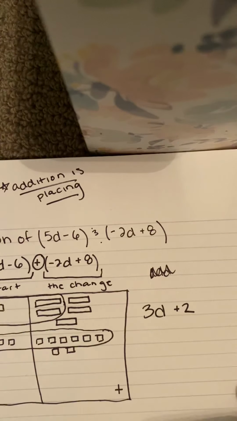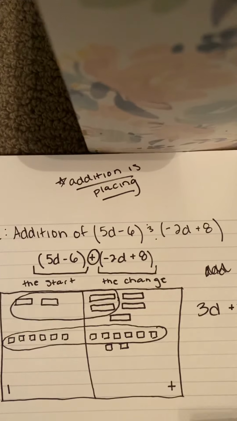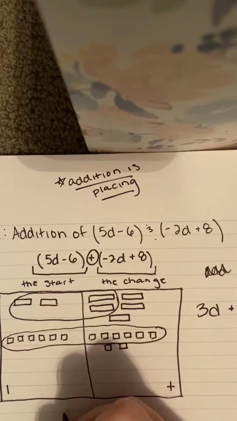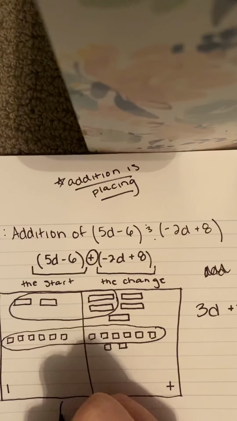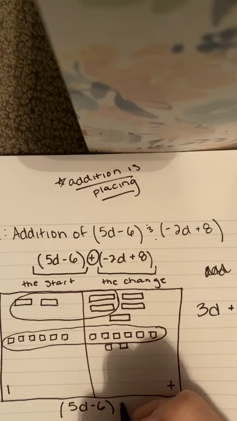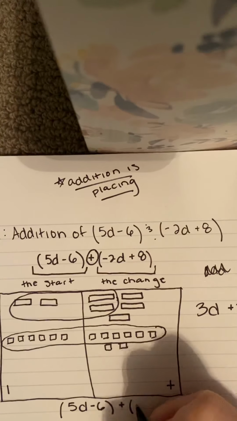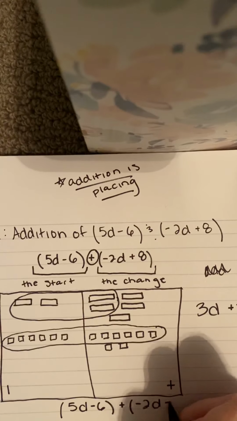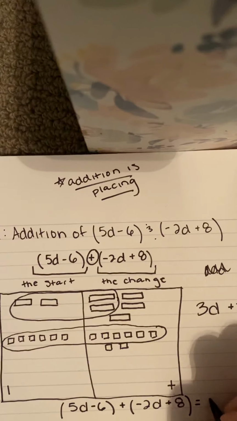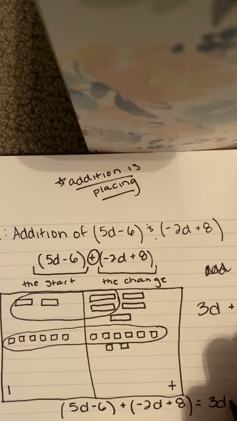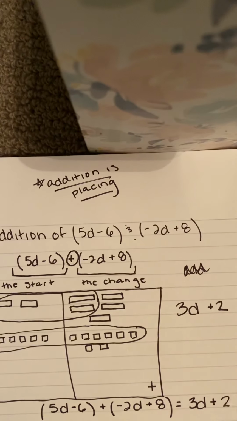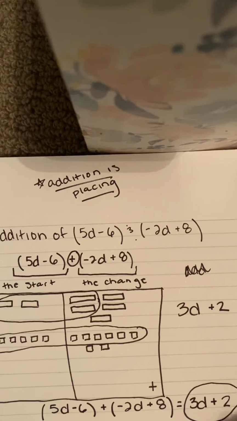So now we know that by doing this algebra blocks problem, 5d minus 6 plus negative 2d plus 8 will equal positive 3d plus 2. So here's our answer.